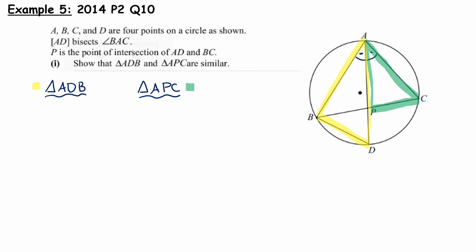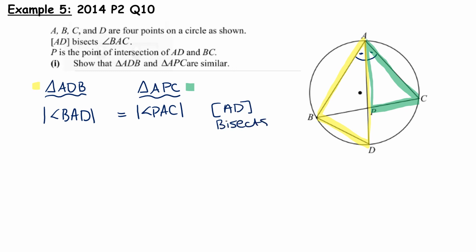So let's start with the obvious one that we were given. We were told that angle BAD is equal to angle PAC, and the reason is AD bisects. So we're told this AD bisects, which means cuts exactly in half, angle BAC. Okay, so that's one angle.